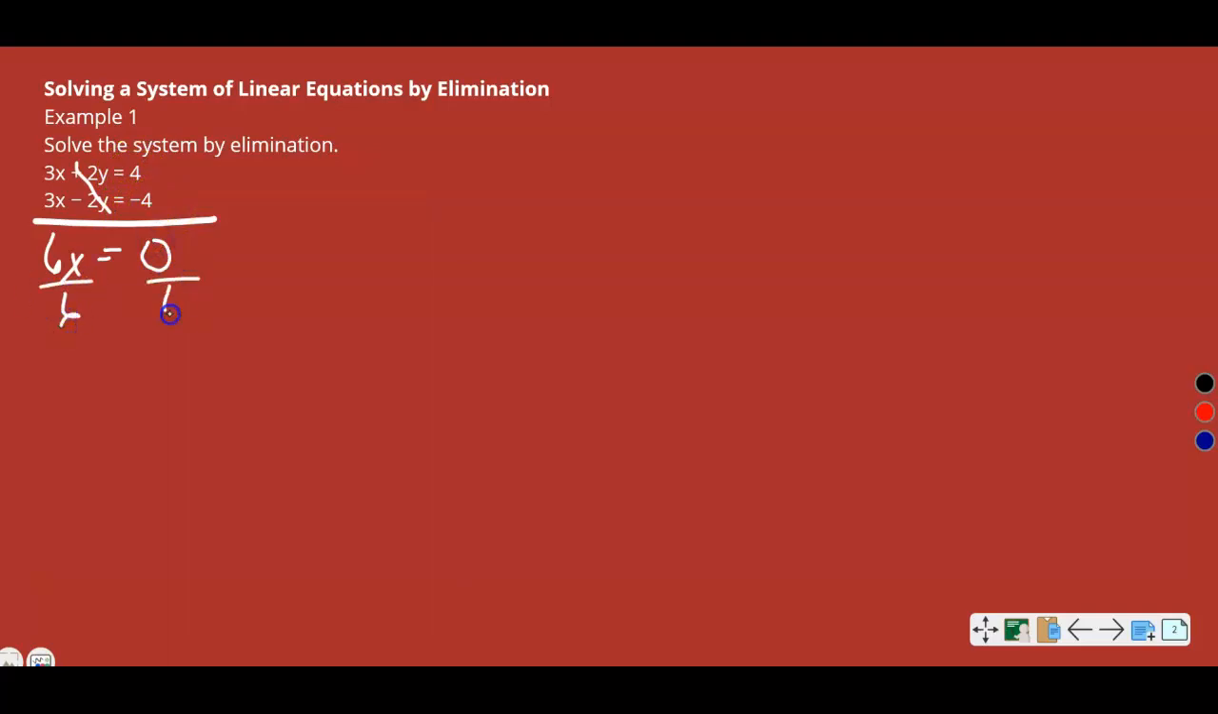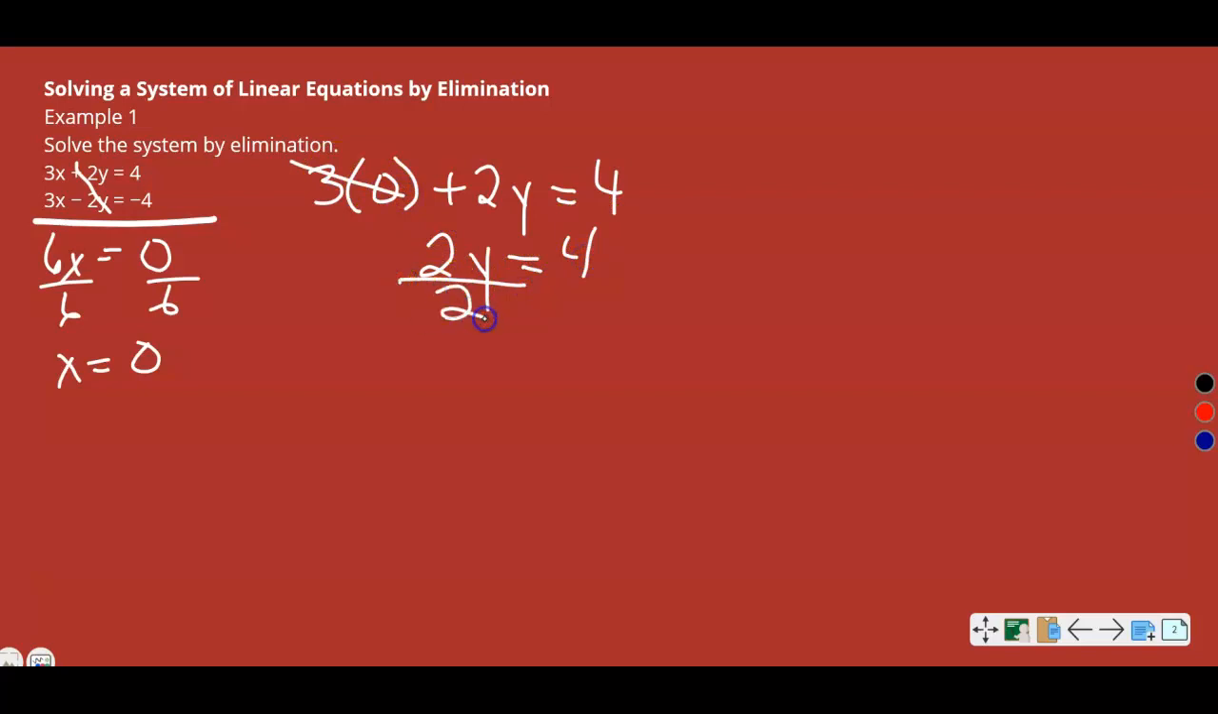So divide both sides by 6. 0 divided by anything is 0. So very quickly we found our first variable, x equals 0. Now we have to plug it back in to find y. You can choose either equation. Let's just make things easy. Go with the first equation. So 3 times 0 plus 2y equals 4. This will cancel. 2y equals 4. Divide by 2. y equals 2. So our solution is (0, 2).